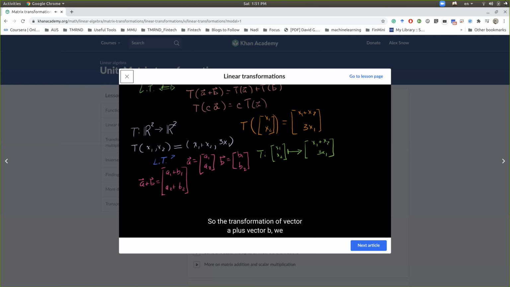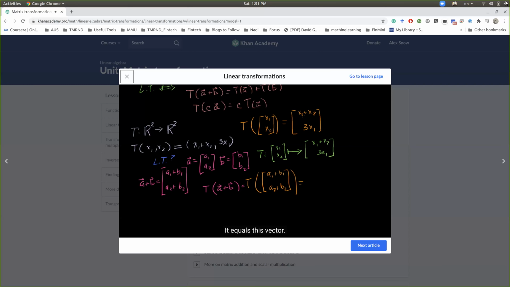So the transformation of vector A plus vector B, we could write it like this. That would be the same thing as the transformation of this vector, which is just A1 plus B1 and A2 plus B2, which we know equals a vector.